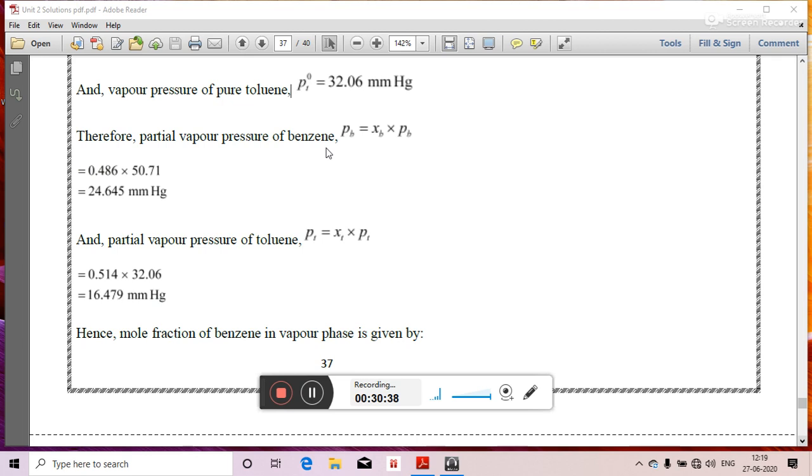Therefore, partial vapor pressure of benzene Pb equal to Xb into Pb naught. So that is equal to 0.486 into 50.71, so it is equal to 24.645 millimeter of mercury. And partial pressure of toluene Pt equal to Xt into Pt naught. So it is equal to 0.514 into 32.06. So that is equal to 16.475 mm of mercury.